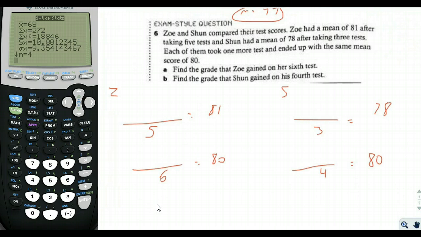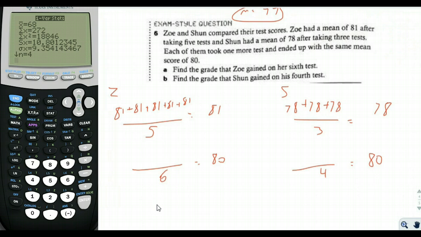Okay? So, for example, the easiest thing to do is to assume that Zoe got the same test score on every one of her 5 exams. So let's assume that she always got 81. That's the easiest combination of test scores that gives you an average of 81, 5 81s. And Shun, if he got 3 78s, then his average would also be 78.